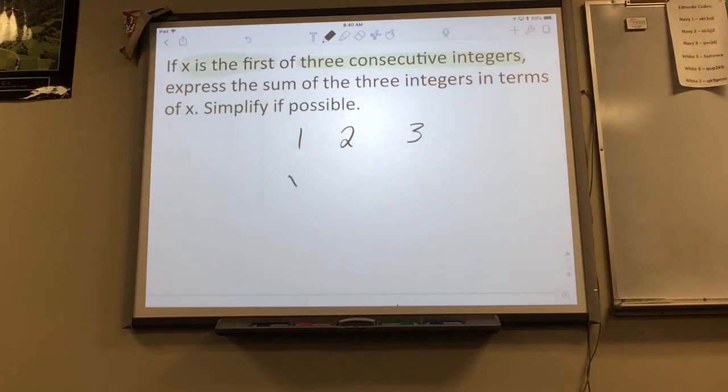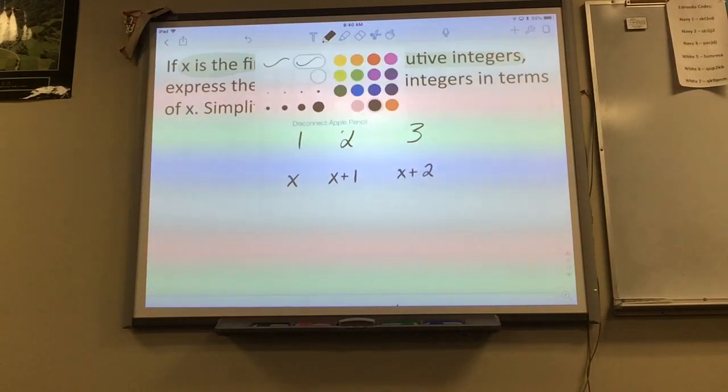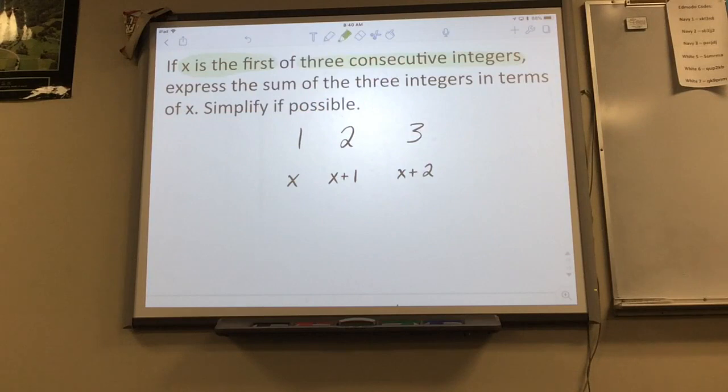So if 1 is x, how would I tell you what number 2 is? X plus what? X plus 1. Yeah, you could think x plus x, but then we couldn't do that on number 3. So how do we express 3? X plus 2.